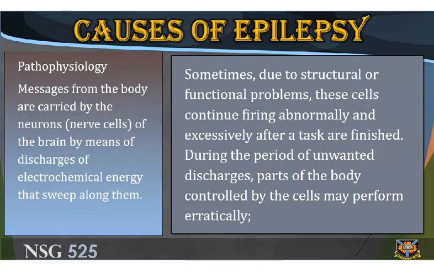Pathophysiology. Messages from the body are carried by neurons, the nerve cells of the brain, by means of discharges of electrochemical energy that sweep along them. Sometimes, due to structural or functional problems, these cells continue firing abnormally and excessively. During the period of unwanted discharges, parts of the body controlled by the cells may perform erratically.